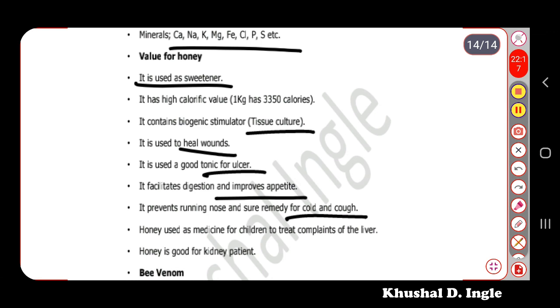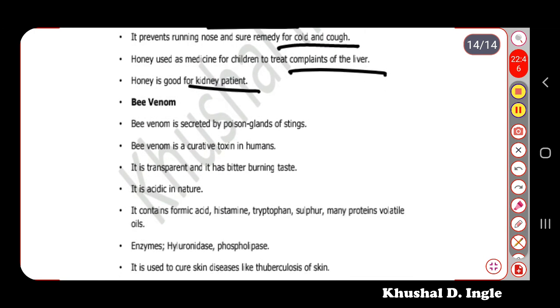The next one is that honey is used as a medicine for children to treat complaints of the liver. If a liver problem is occurring in children, at that time honey will be used as a medicine. And the last one is that honey is good for kidney patients. Now moving to the next.